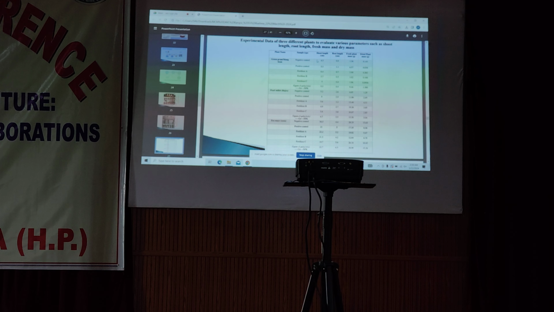These are some of the results we observed in the form of shoot and root lengths, their fresh mass, their dry mass, just like this.